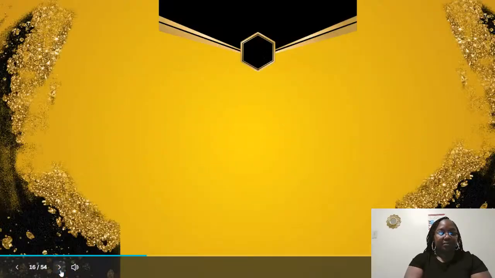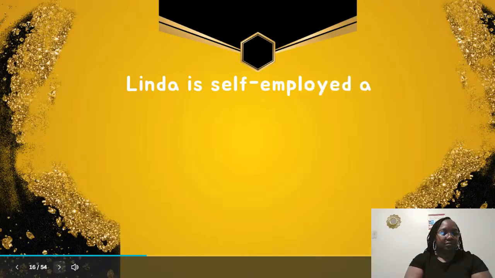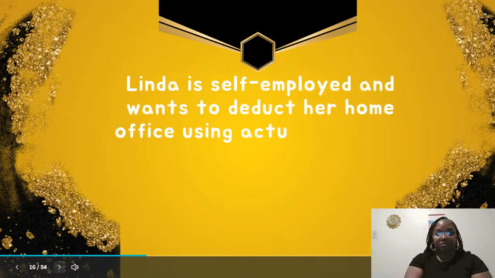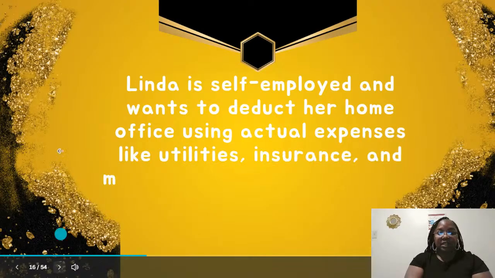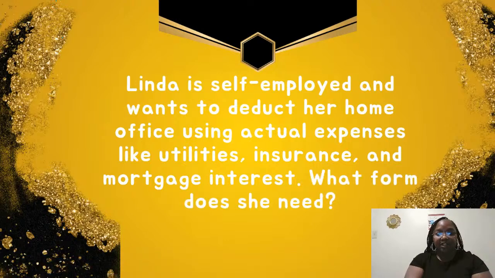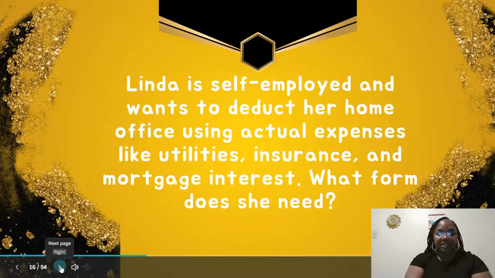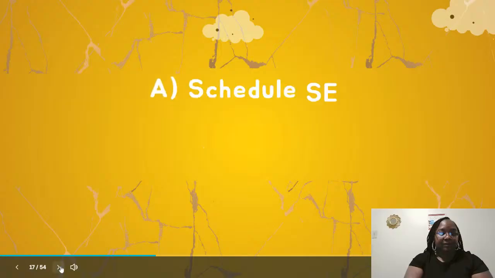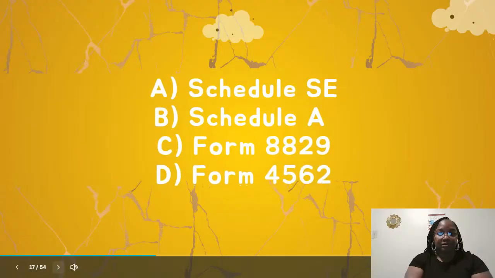Linda is self-employed and wants to deduct her home office using actual expenses like utilities, insurance, and mortgage interest. What form does she need? So Linda is looking to deduct her home expenses as actual expenses. This is a little different than the simplified method. What form would Linda need? A. Schedule SE. B. Schedule A. C. Form 8829. D. Form 4562.